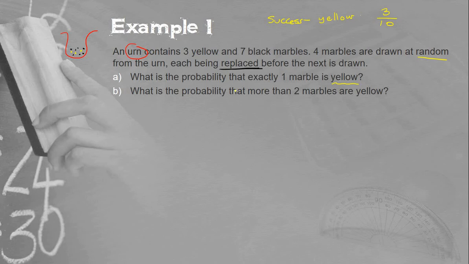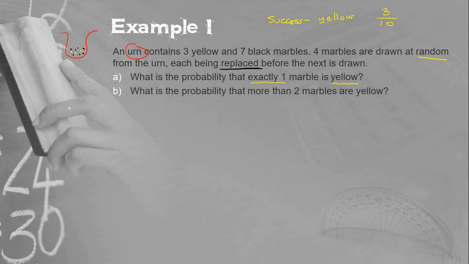Then we want to say, am I finding out how many times something occurs? Yes, because I'm wanting exactly 1. And finally, does order matter? No, I don't care which marble is yellow, just that I get 1 yellow marble.